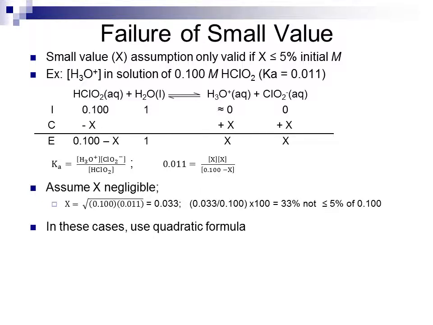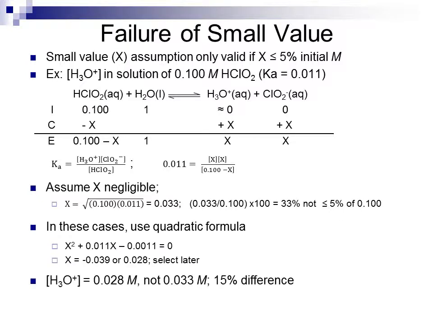We then have to use the quadratic formula in order to get the X value. If I establish a quadratic equation for this, it comes out to X squared plus 0.011X minus 0.0011 equals 0. Plugging that into the quadratic formula will give us either negative 0.039 or positive 0.028. Because we cannot have a negative concentration, we select the latter of the two, giving us a hydronium concentration of 0.028 molar versus the 0.033 molar we would have got by assuming the X is negligible. That's a 15% difference, which is fairly substantial.